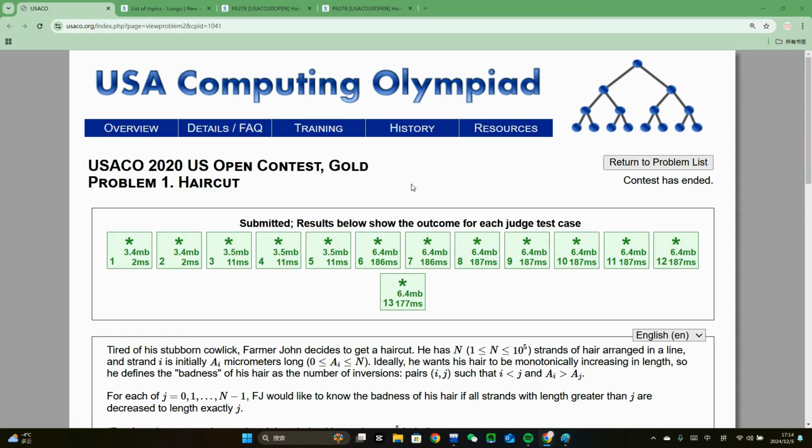Okay, so the problem we're looking at today is the USACO 2020 US Open Contest Gold Problem 1, Haircut. In order to solve this problem, you need to know the inversion counting algorithm and the merge sort algorithm. Before you watch this video or attempt this problem, I suggest you learn those two algorithms first. I will be making videos over merge sort and inversion counting soon, and after those videos are made, I will be posting the links down in the comments.